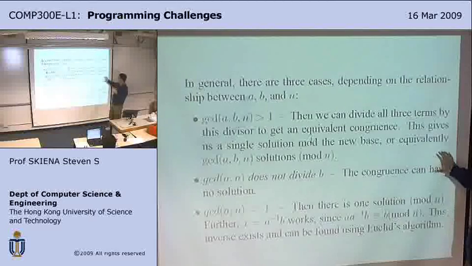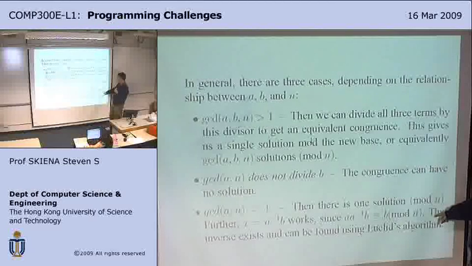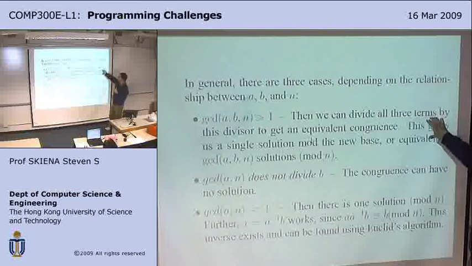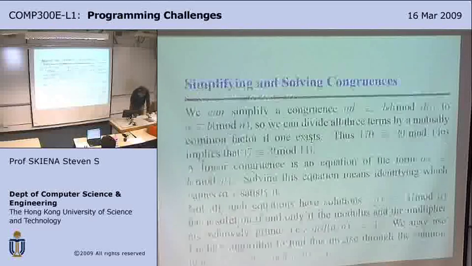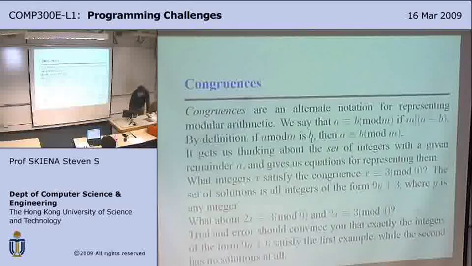For certain values, there is one solution. And for certain values, there are many solutions. Okay? And if you work through the theory, that one can sort of be solved. But I don't really have time to go through that now. Any questions? Okay, so that's a quick introduction to congruences and things like that.